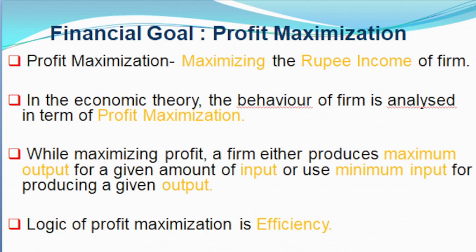In economic theory, the behavior of the firm is analyzed in terms of profit maximization. This is something in terms of economics, which I want to keep aside, so here it will not be applicable. In economics, I will tell you what profit maximization is in economic terms. The important thing is that while maximizing profit, a firm either produces maximum output for a given amount of input, or uses minimum input for producing a given output. This is the main thing.